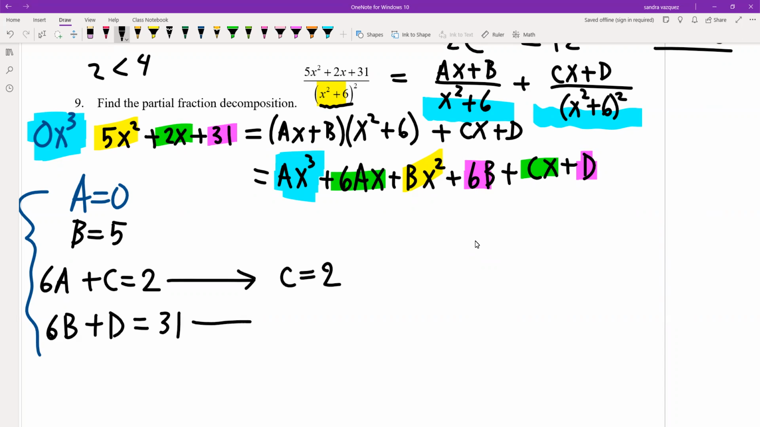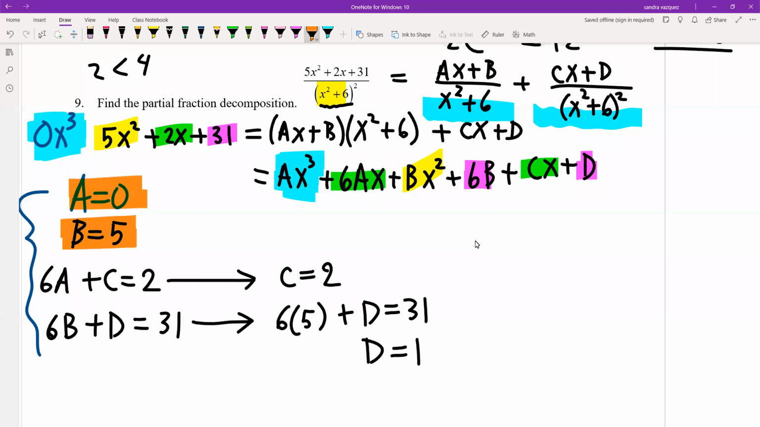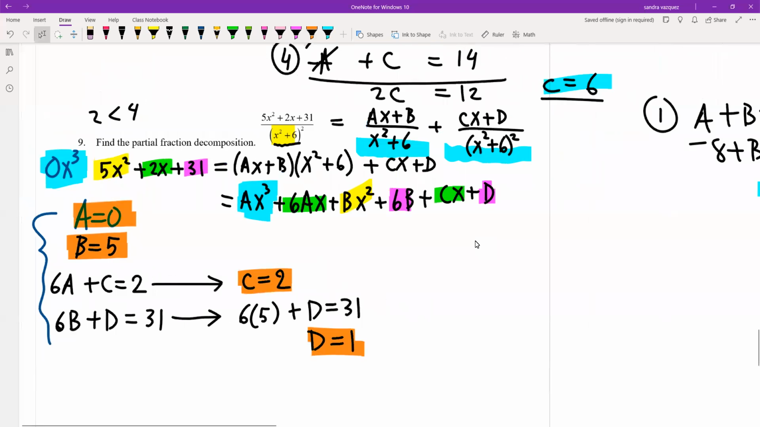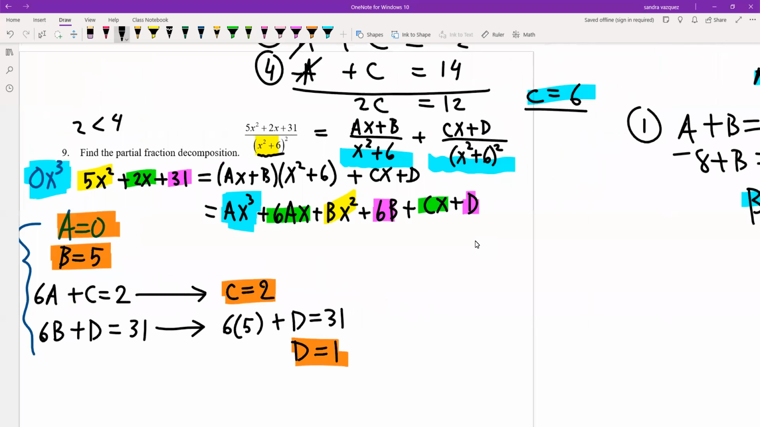And then I can find the last equation because B is 5. So this is 6 times 5 plus D. It's equal to 31. 6 times 5, it's 30. And when you subtract 30 from both sides, D is equal to 1. Okay, so then I'm going to highlight my answers. I have A, I have B, I have C, and then I have D. I'm going to go back and I'm going to plug it in into here. So this will be my answer over here.